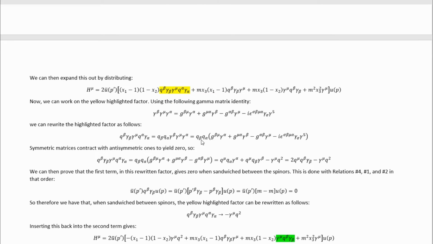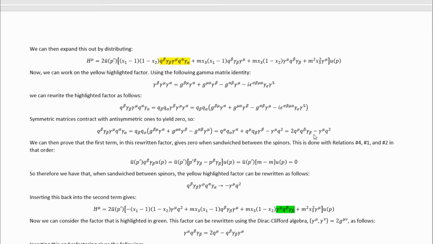Now, we know that this is a symmetric matrix here, this product of q's, and we know this Levi-Civita symbol is an antisymmetric matrix, and they're contracted, which will just give 0, so that term vanishes, and then we can simplify it the rest of the way down here just by doing some index juggling and combining like terms.